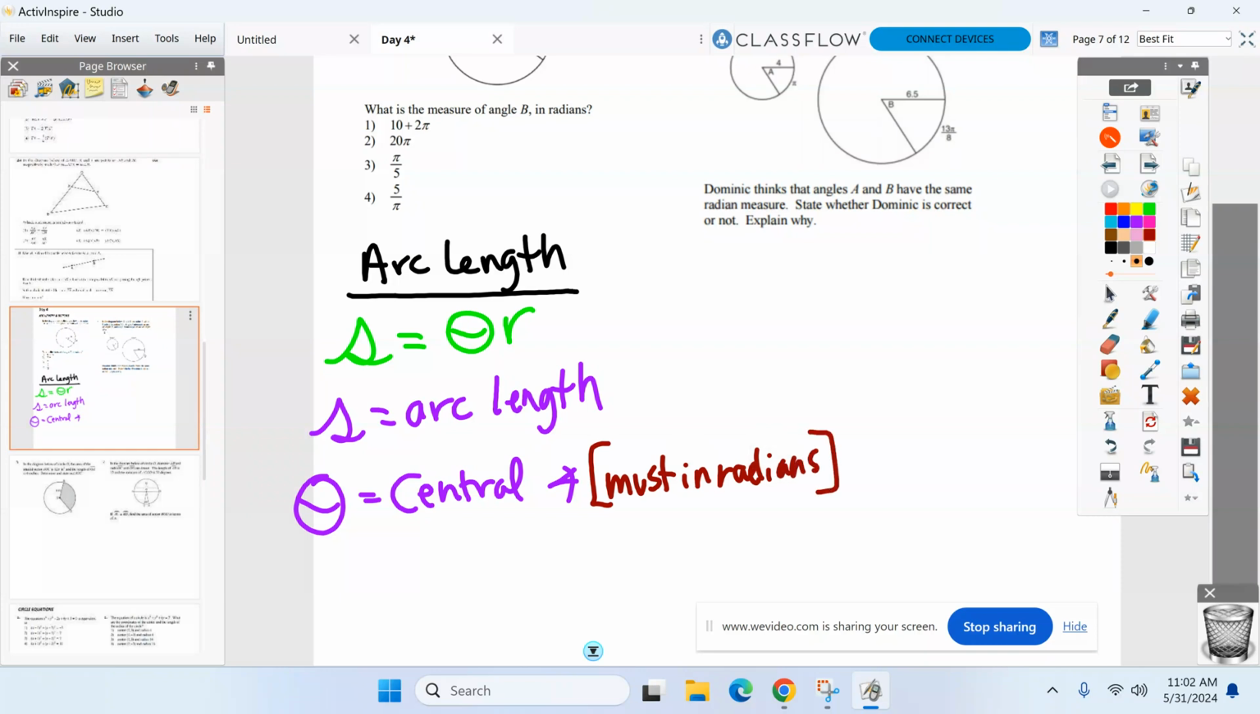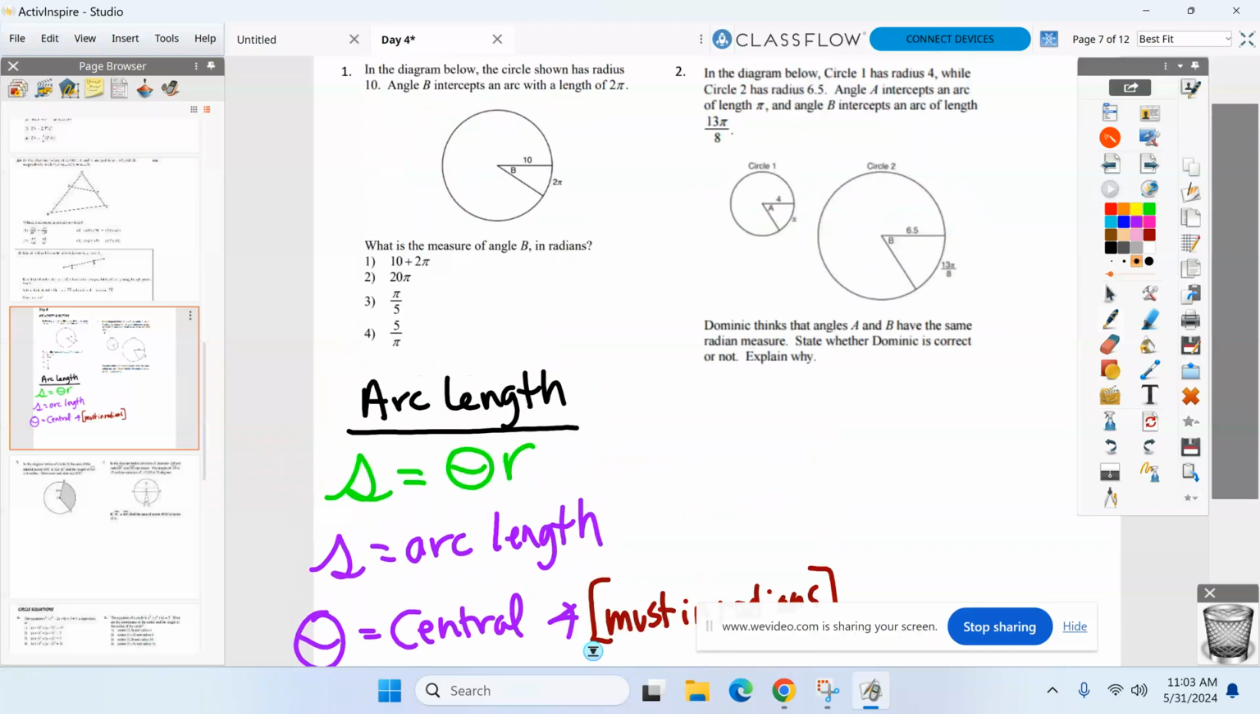Well, what if I'm given degrees, Mr. Carlino? I'll show you how to convert on your calculator in a minute. But to use this formula, theta, that angle, has to be in radians. And then, what do we think for R? Oh, there you're on your way to 100, Josh. There you go. Radius length. So that's how to find arc length: arc length equals the central angle in radians times the radius.